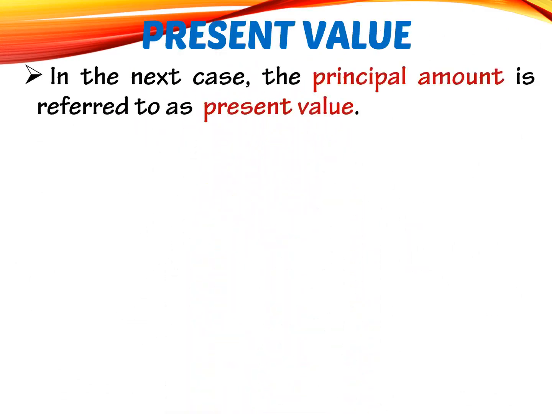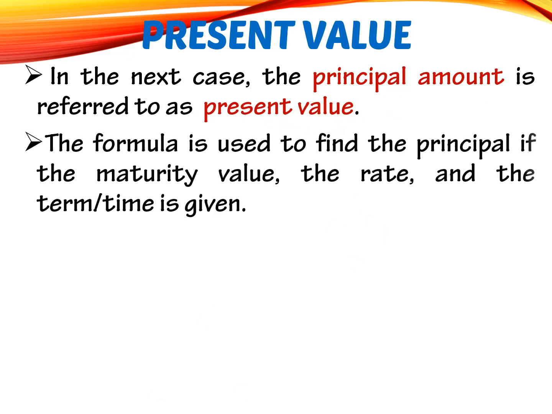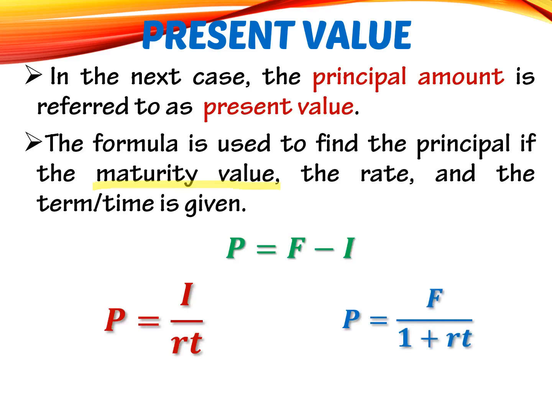Now let's have the present value. Okay, present value is the same as the principal amount. We will only be using the term present value for the next example because here the given will be the maturity value. Okay, we have 3 formulas, but if the maturity value is given, you can use this one or this one. And this one is your previous formula. So again, principal amount is the same as the term present value.